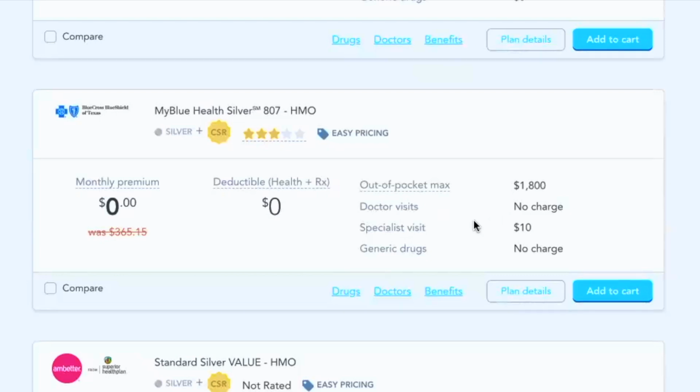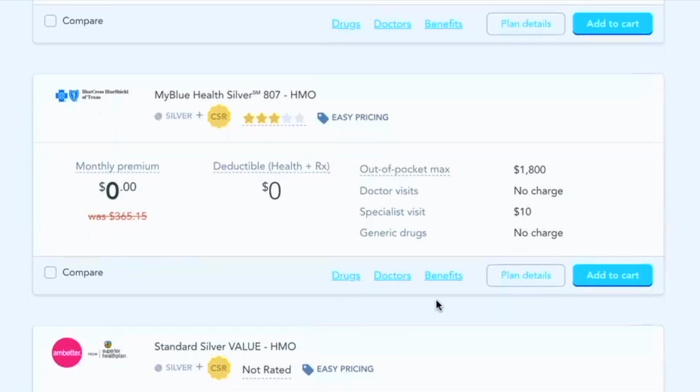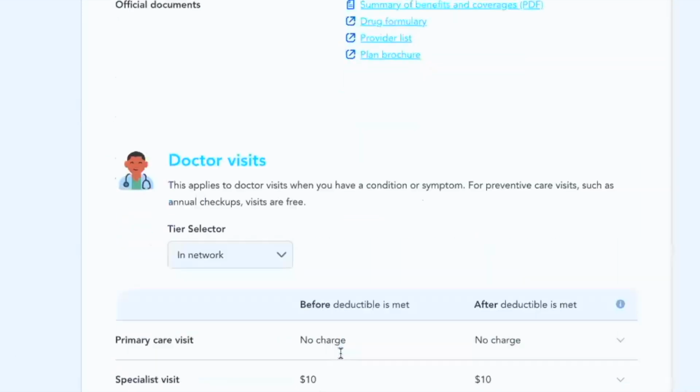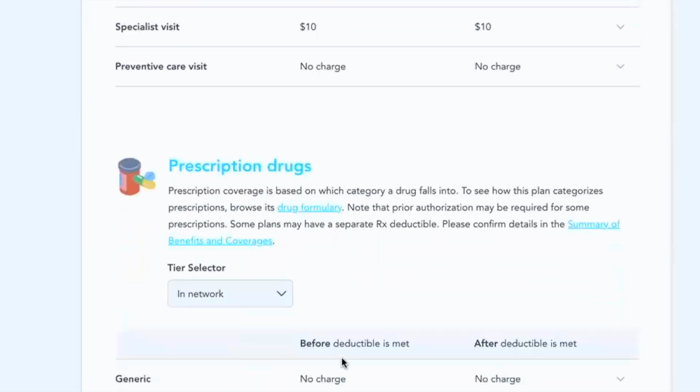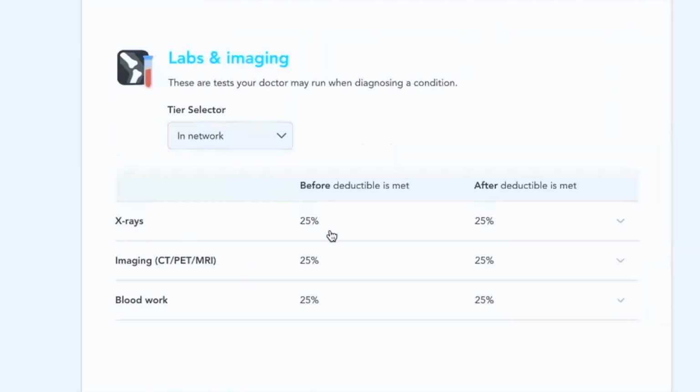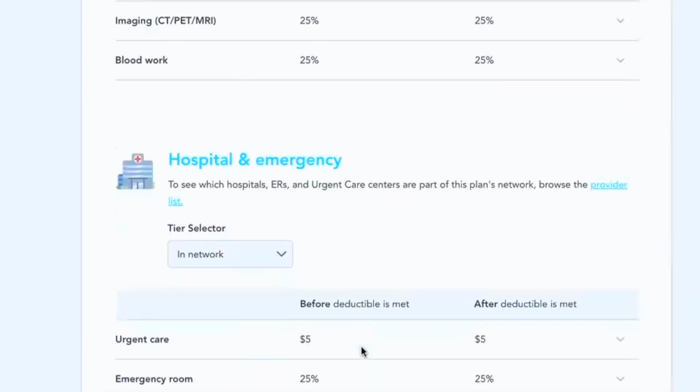Doctor visits is no charge. Specialist is $10. Generic drugs is no charge. And if you look at the plan details right here, you will also see that if she's on brand medications, it's $15. If she needs x-rays done, imaging, blood work, she would pay 25%.